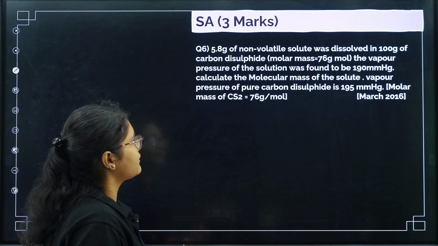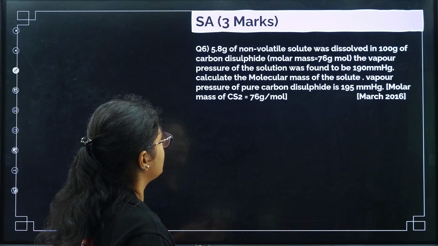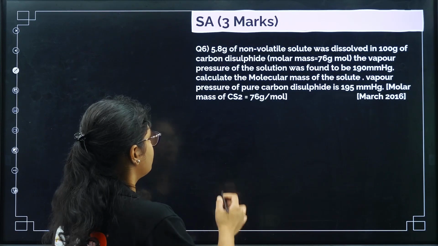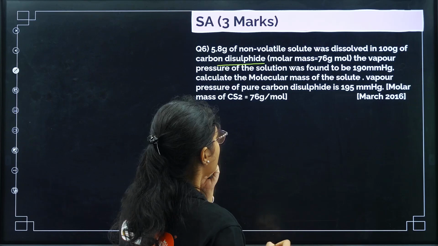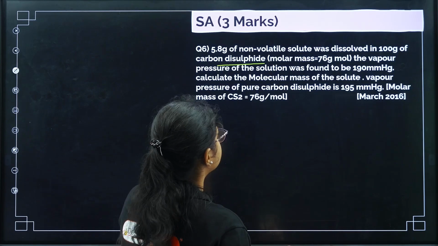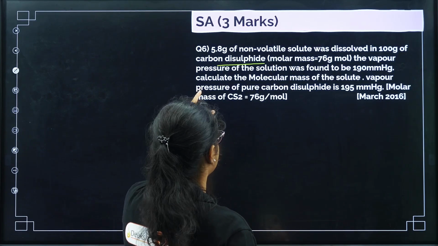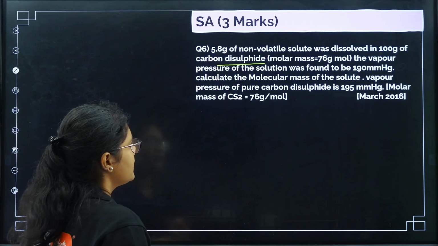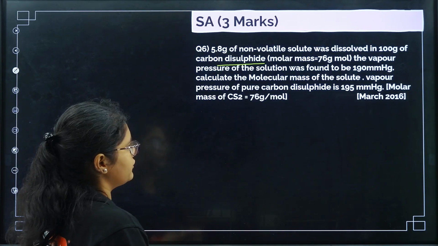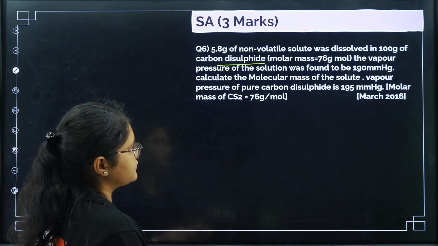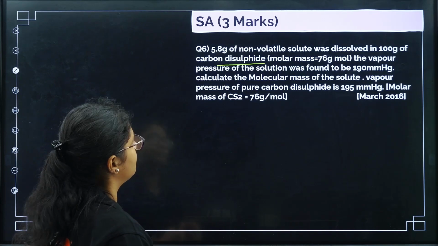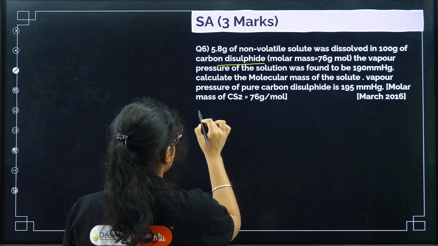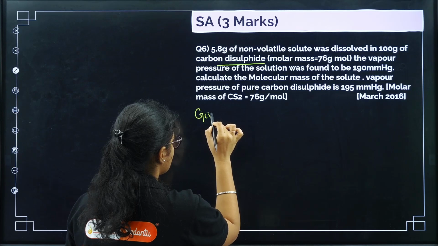Okay, next, 5.8 gram of a non-volatile solute was dissolved in 100 gram of carbon disulfide. Molar mass is given. The vapor pressure of the solution was found to be 190 mm of Hg. Calculate the molar mass of the solute. Vapor pressure of the pure carbon disulfide is 195 mm of Hg. Again same formula question.